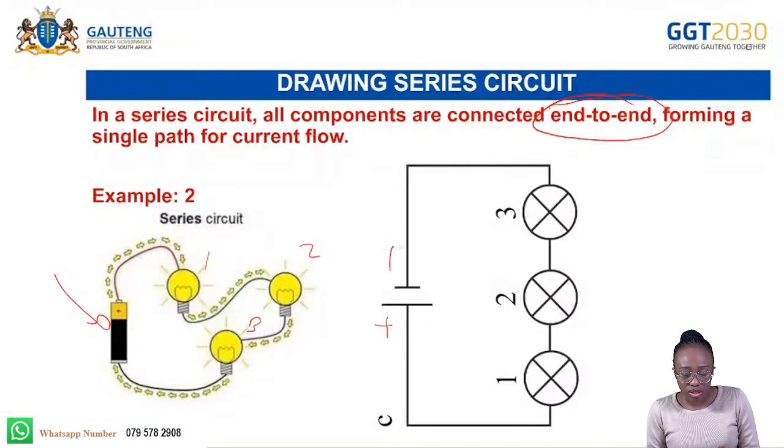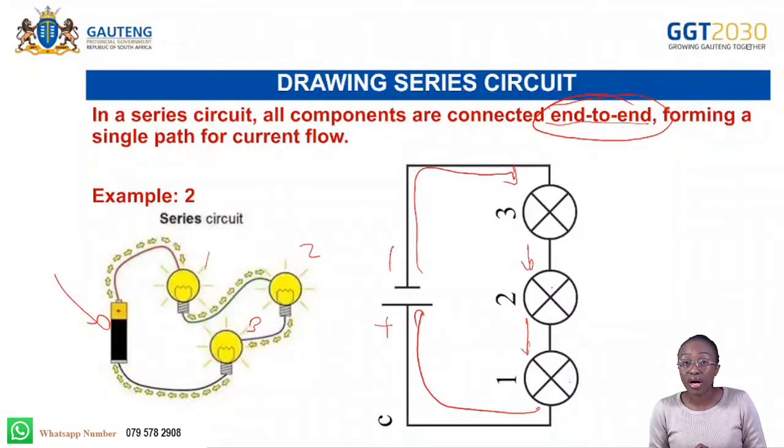So this is the positive and that's the negative end. So we've got bulb 1, bulb 2, bulb 3. They're all connected end to end, and there is only one pathway that current is going to follow. There are no other branching pathways.